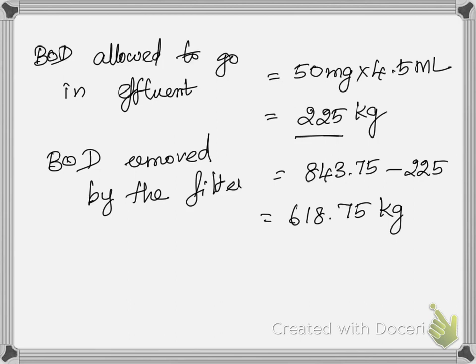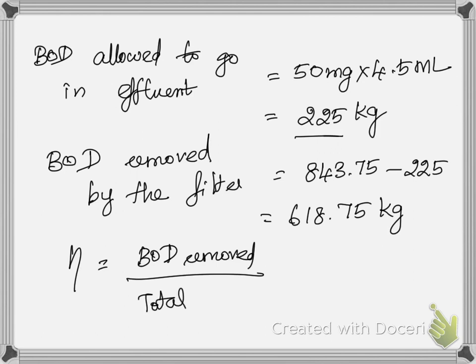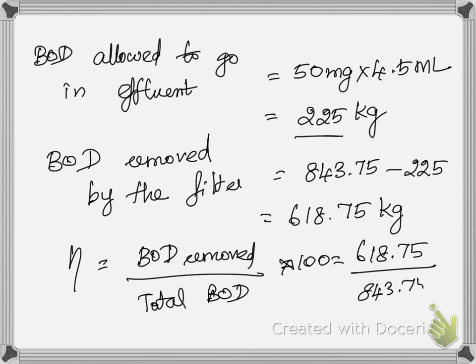Now we are going to determine the efficiency of the filter. Efficiency eta is equal to BOD removed divided by total BOD entering, into 100, since you have to write it in percent. So 618.75 is the BOD removed, and total BOD entering is 843.75, into 100, which is equal to 73.3%. This is going to be the efficiency of the trickling filter.